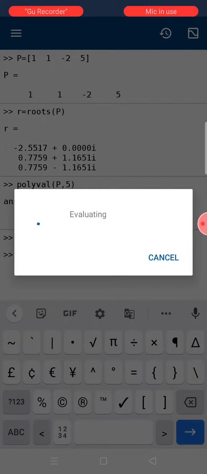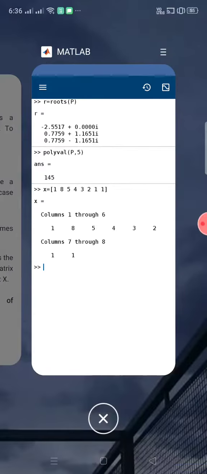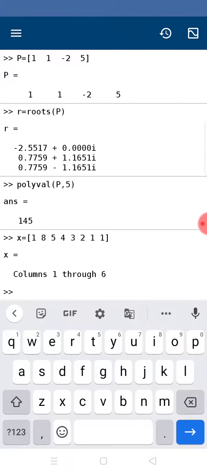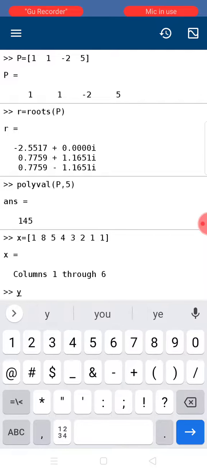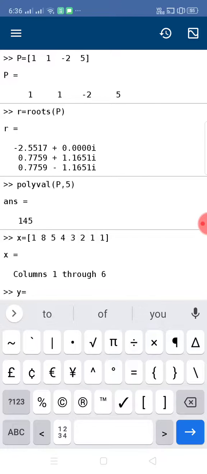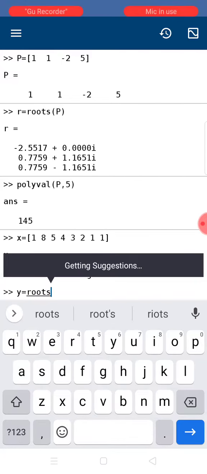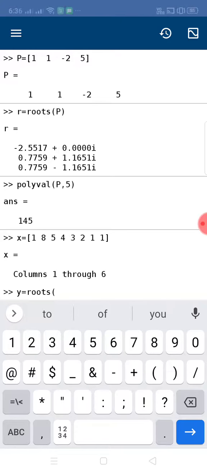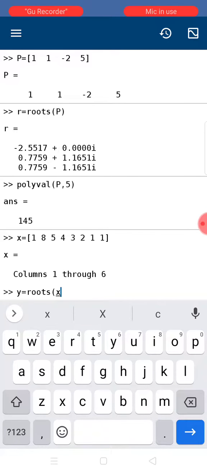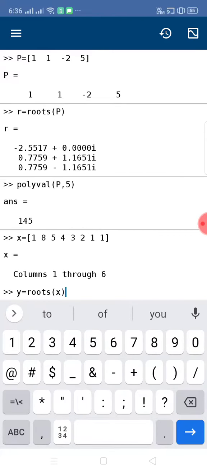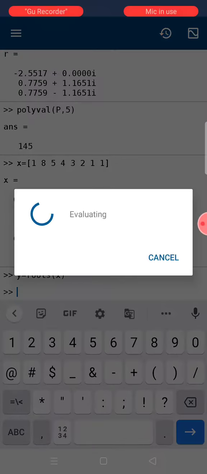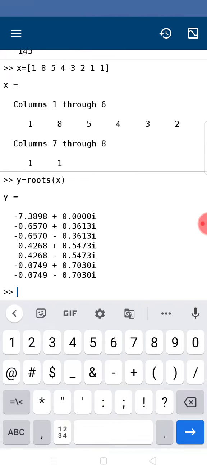Now see this, the polynomial coefficients are decided here. Now calculate the roots. Let it be y equal to roots, within parenthesis write x, since we have defined the polynomial coefficients in x. So I wrote here roots x. Now you can see 7 roots are calculated since the highest power of this polynomial is x raised to 7.